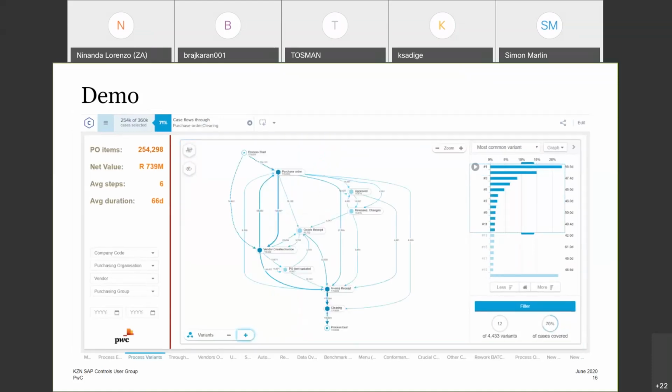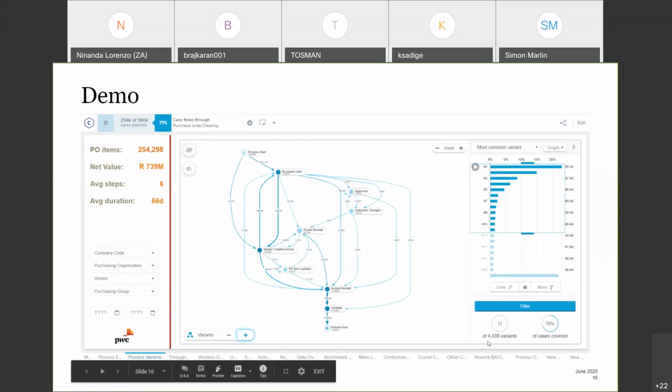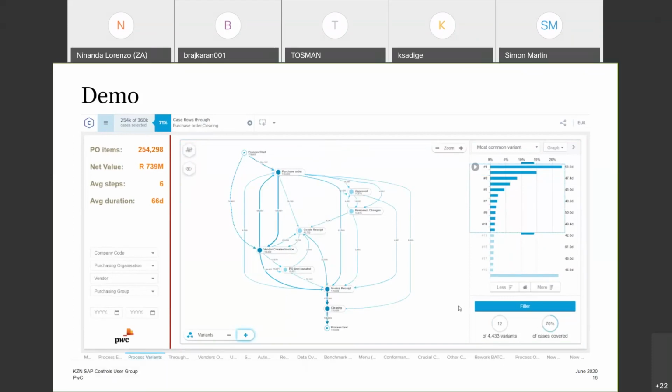So if we expand our variants up to about 12, so 12 variants out of the 4,000, we've actually already covered 70% of the cases. So using this view, one can get that understanding of at least 70%, follow the flows, see what happens, what changes, what additional activities potentially take place in the process.